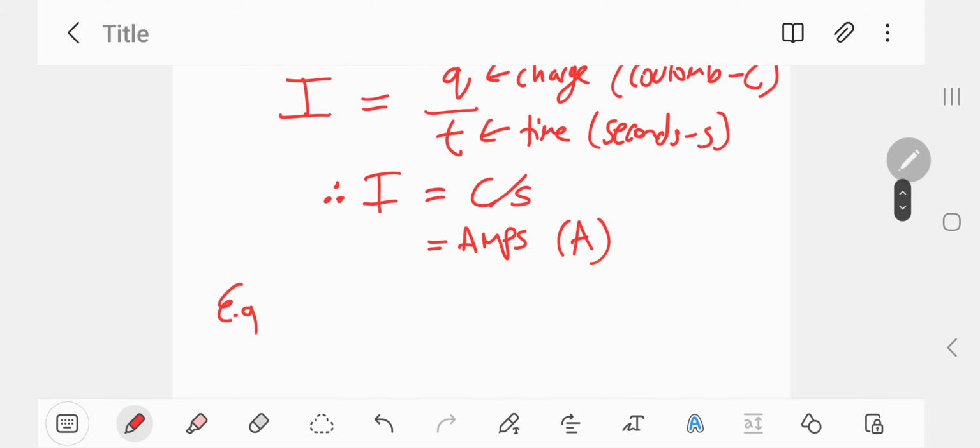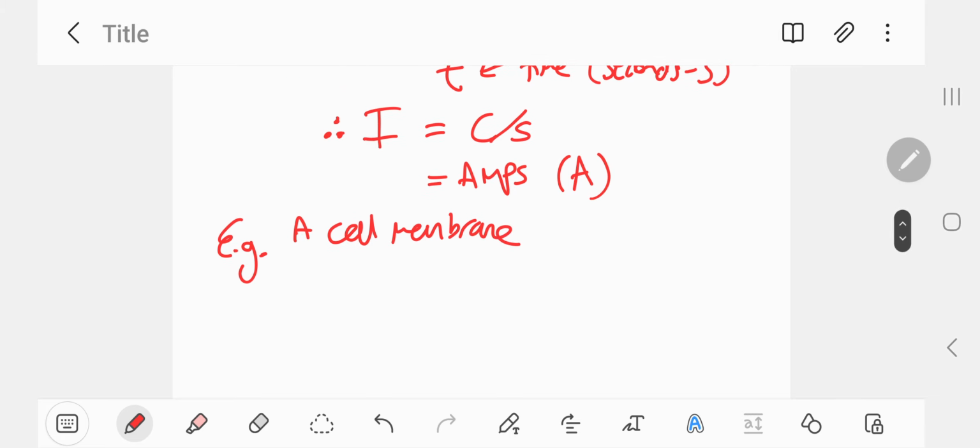Let's do an example using this formula. So let's suppose we have a cell membrane, an application of this formula to biochemistry. So a cell membrane, so here's a cell. Okay, animal cells, we're made of animal cells. Cell's got a nucleus at the center. Cell membrane's like the wall. Okay, it controls what comes in and out of the cell.